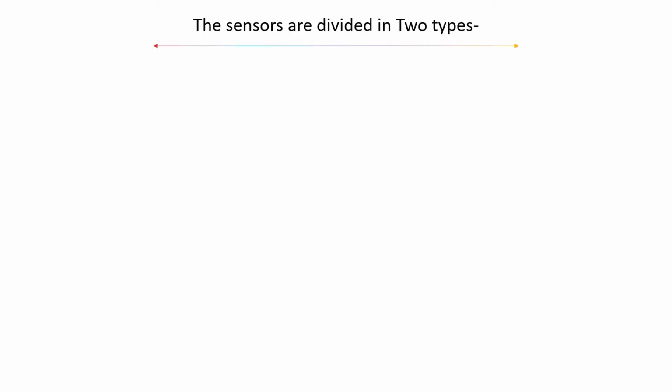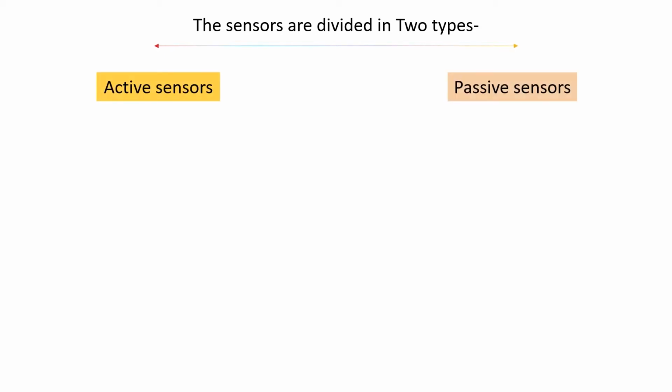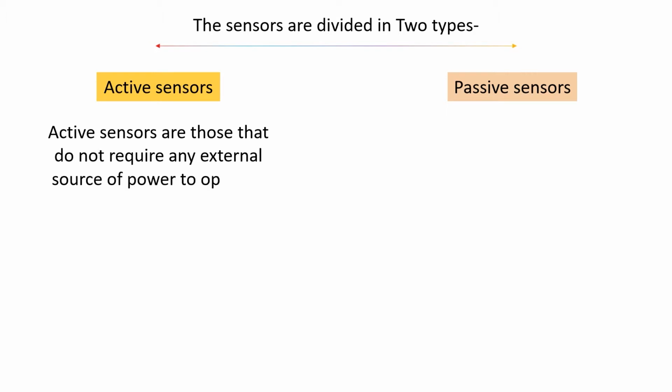Let's find out about the different types of sensors. In the category of process control, the sensors are divided into two types: active sensors and passive sensors. Active sensors are those that do not require any external source of power to operate.